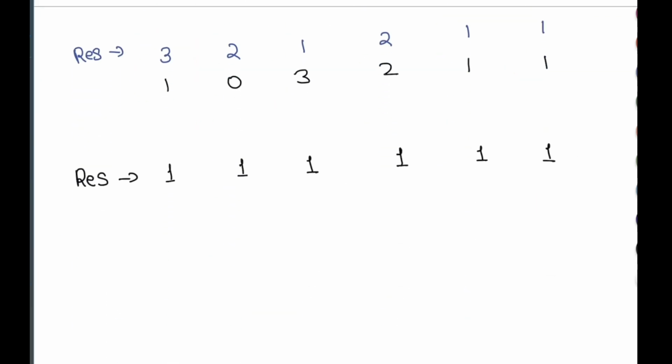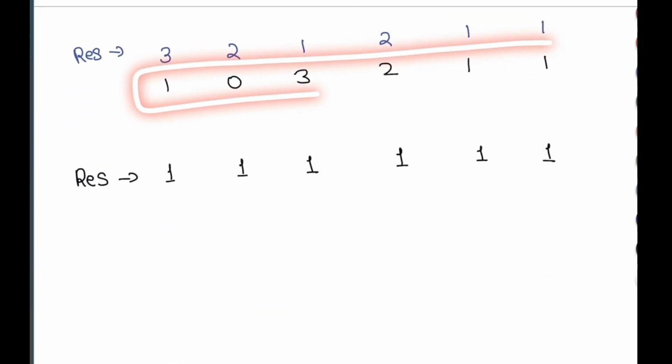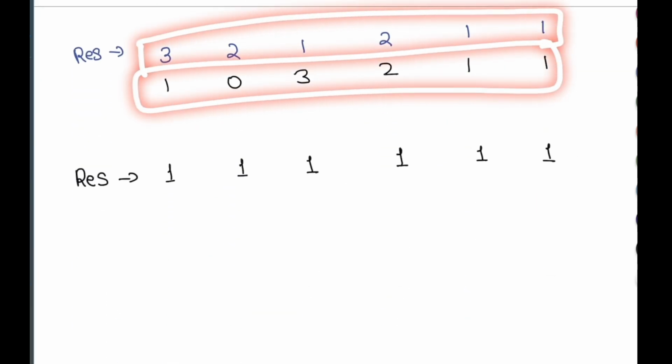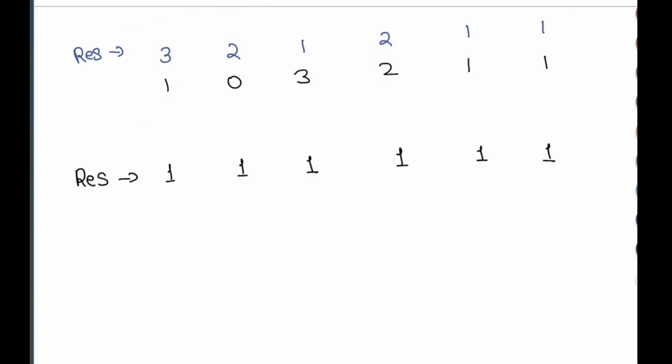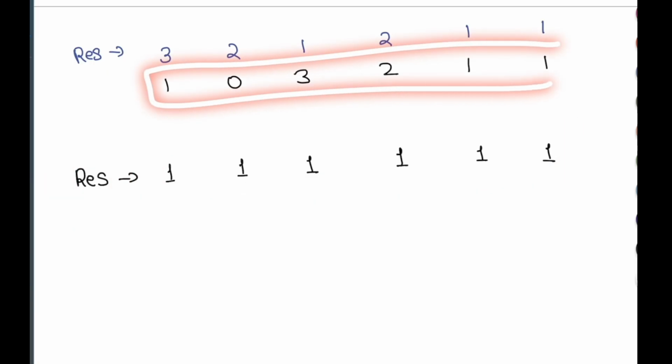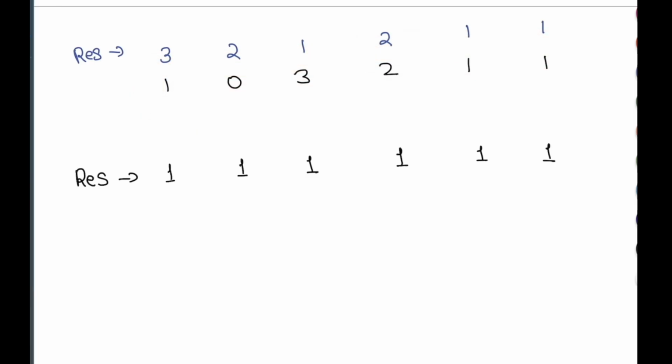Now let us focus on solving the problem. If this is your input and this is your output, what is the intuition behind solving the particular problem? See, the first thing you need to understand is you need to create a result array which is going to have some data. The number of data in this result array is going to be equal to the number of elements in my original input array. That is because I have to give an output for each of the index.